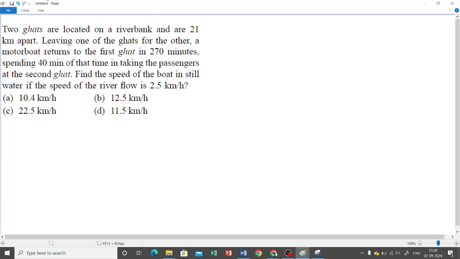Should I solve it? Let me solve it. Two ghats are located on a river bank and are 21 kilometers apart. Okay, so let us visualize this problem.